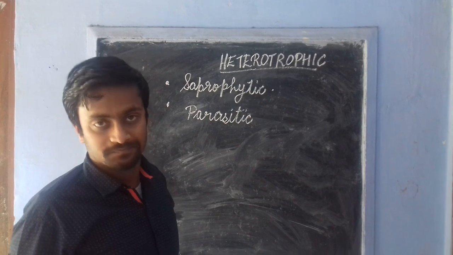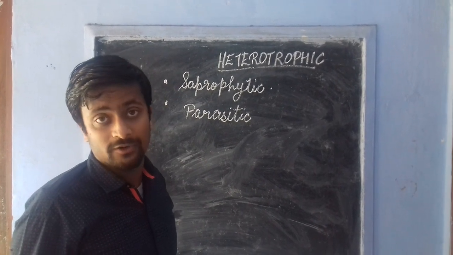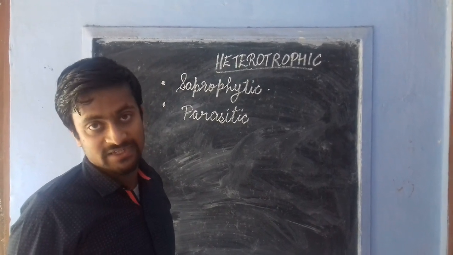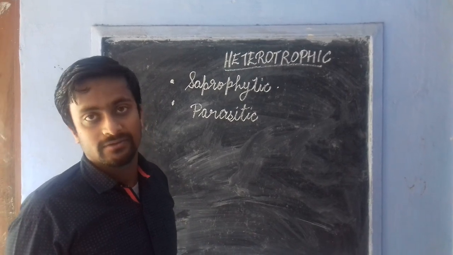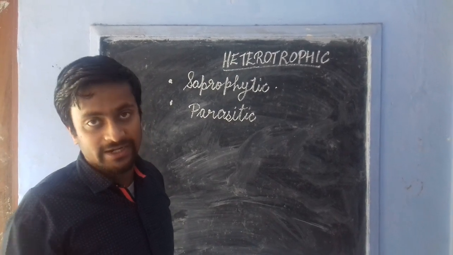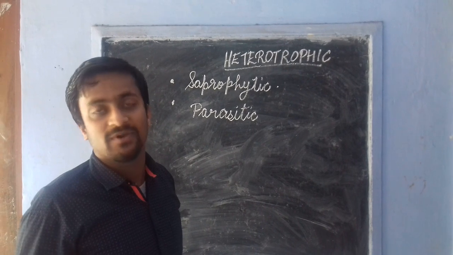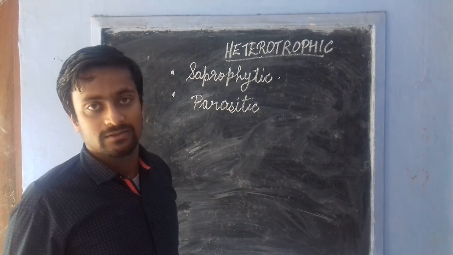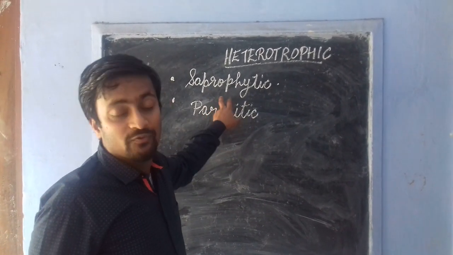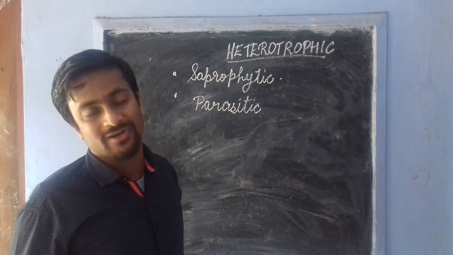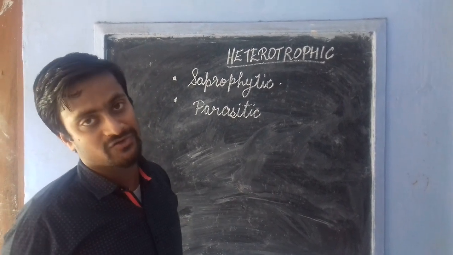For example, earthworms feed on cow dung, which is decaying matter. Microorganisms feed on the decaying matter of dead plants and animals. So these are known as the saprophytes, and this mode of nutrition is known as saprophytic mode of nutrition.